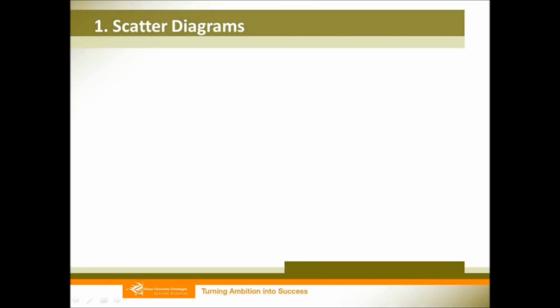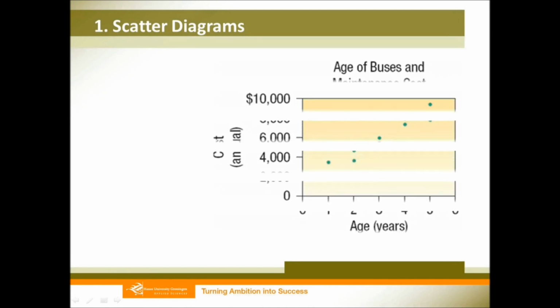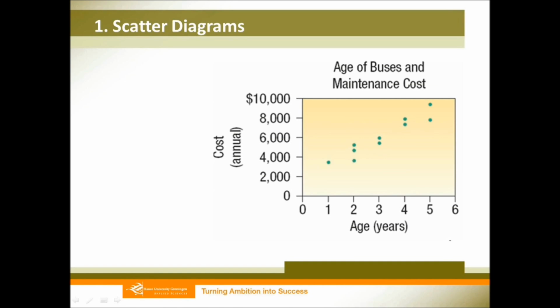Now let's come to the first concept, scatter diagrams. First, let's look at this graph. It shows the correlation between age of buses and the maintenance cost. From this graph, you may see that the older the buses, the more maintenance cost you have to spend. So we can also formulate it as the more of your x variable, the more of your y variable. In this case, we say there is a positive correlation between age of buses and maintenance cost.